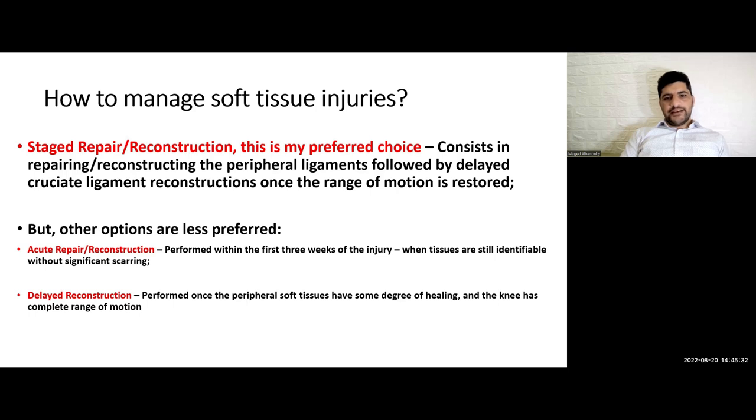He may ask when, at which time. Usually we do posterolateral corner repair or reconstruction within 3 weeks. Cruciate ligament may be after 6 weeks from injury.